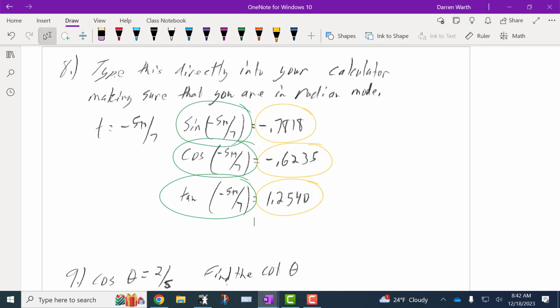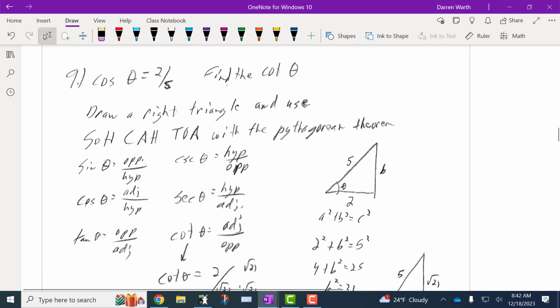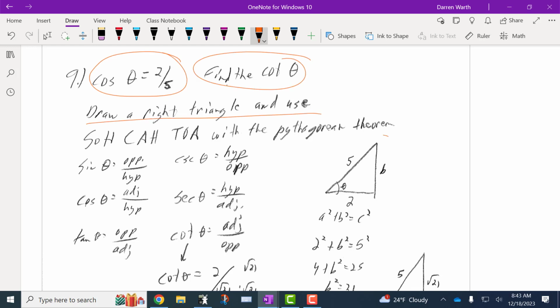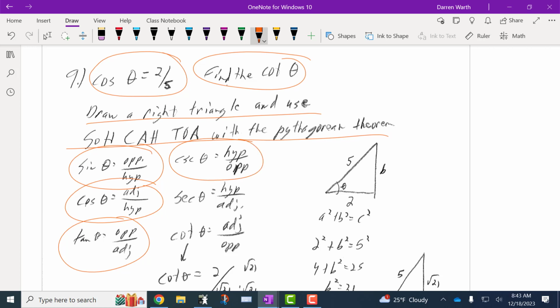Now number 9 says cosine of theta is equal to 2/5. Find the cotangent of theta. So we're going to draw a right triangle and use SOHCAHTOA with the Pythagorean theorem. Remember, sine is opposite over hypotenuse, cosine is adjacent over hypotenuse, tangent is opposite over adjacent. The reciprocals: cosecant of theta is hypotenuse over opposite, secant of theta is hypotenuse over adjacent, and cotangent of theta is adjacent over opposite.